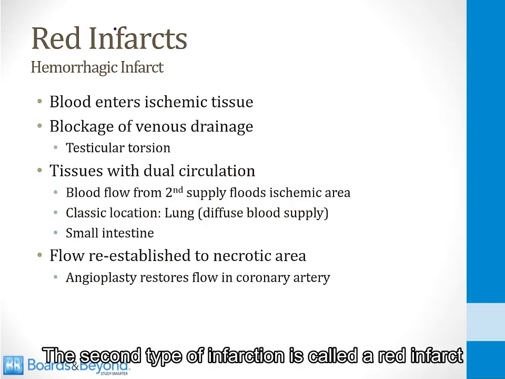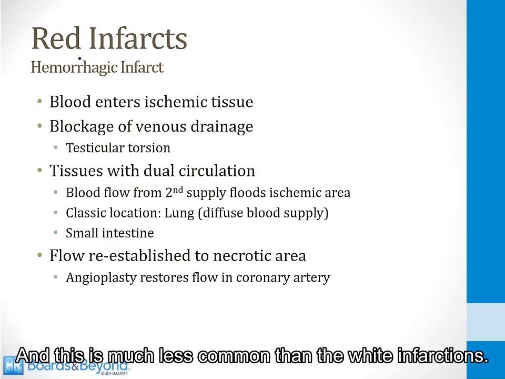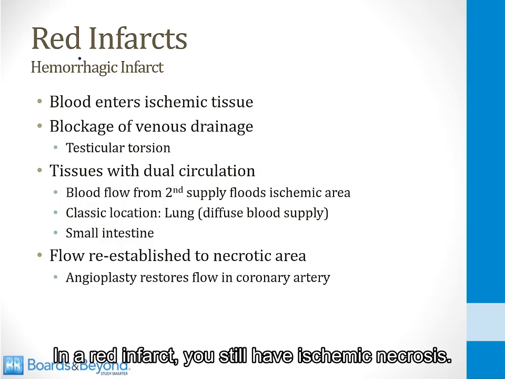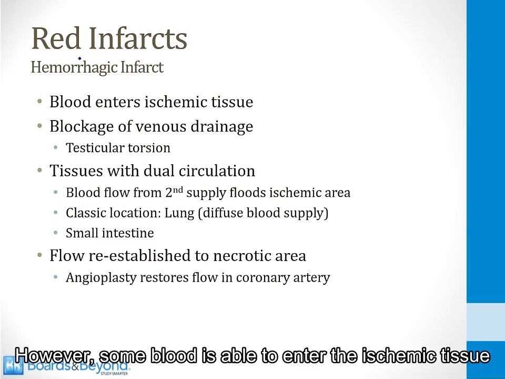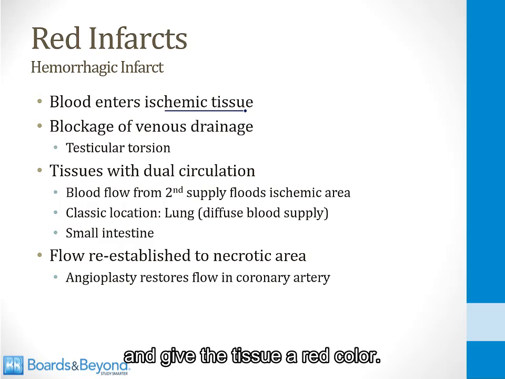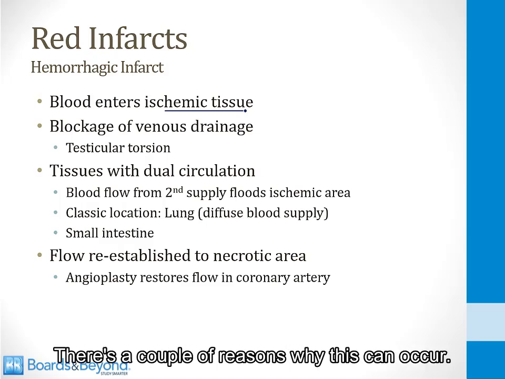The second type of infarction is called a red infarct or a hemorrhagic infarct, and this is much less common than the white infarctions. In a red infarct, you still have ischemic necrosis, so cells are dying from ischemia. However, some blood is able to enter the ischemic tissue and give the tissue a red color, and that's why these are red infarcts, not white. There's a couple of reasons why this can occur.